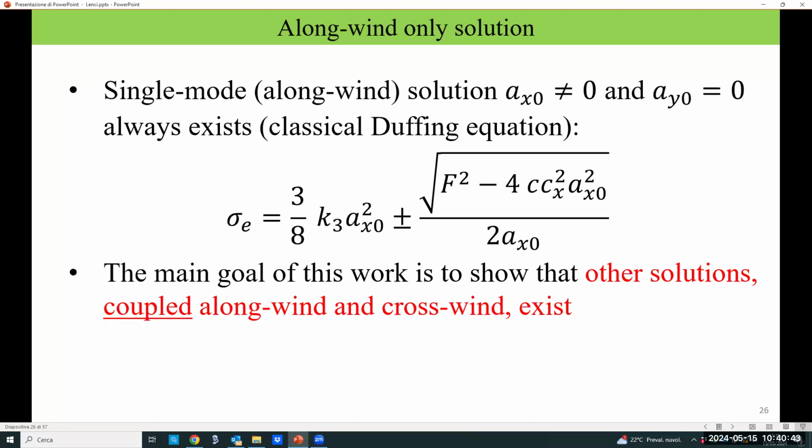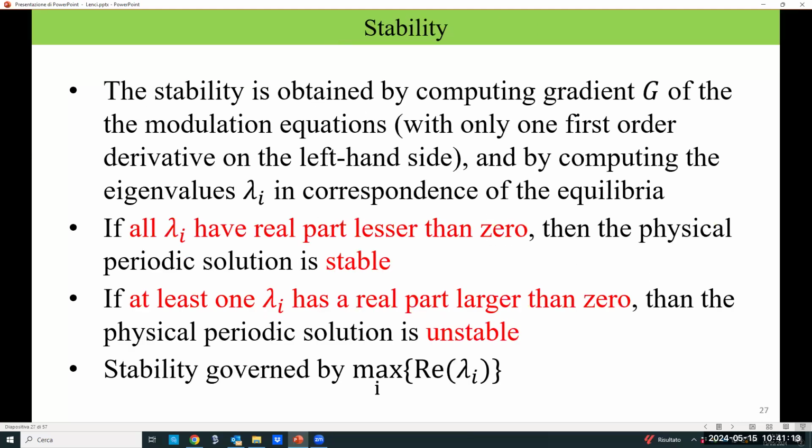But what we are looking for is something different. This is expected, you find it, but we are looking for different solutions, other solutions. We are looking for coupled solutions with along wind and crosswind, which means we are looking for solutions having AX different from 0 and AY different from 0. That's exactly what we are looking for. That's exactly the new phenomenon that we are looking for. This uncoupled solution is already known, nothing new in this slide.